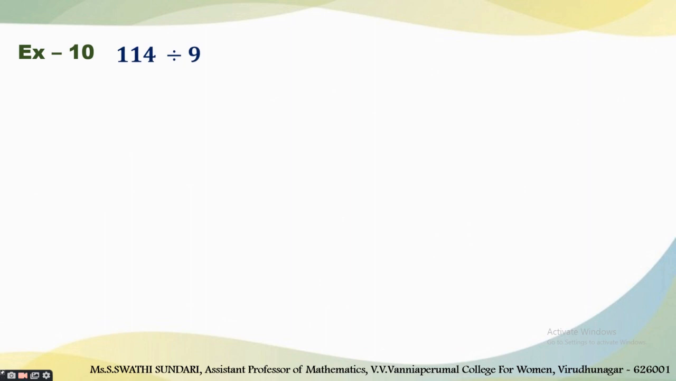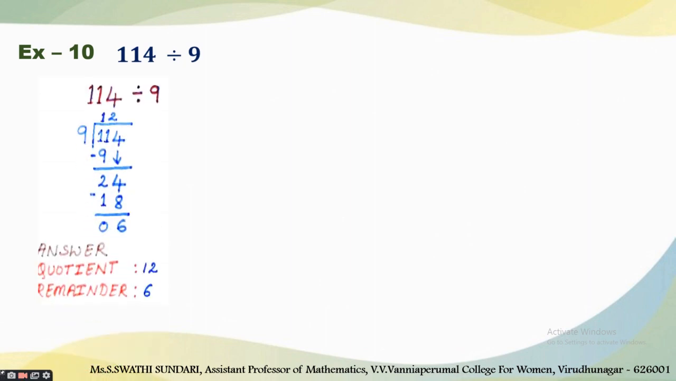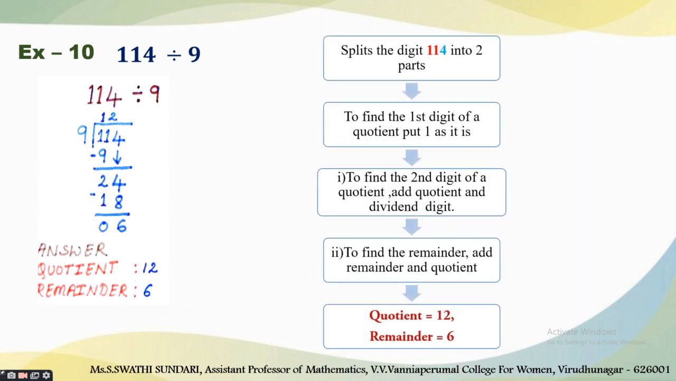Here, 144 divided by 9. In the normal long division method, we have to divide the number 144 by 9. By using more calculations, at last we get the quotient as 12 and the remainder as 6. But in Vedic mathematics, we can solve this instantly. First, we're going to split the digits of 144 as quotient and remainder. We get the quotient as 11 and the remainder as 4. Next, to find the first digit of the quotient, put 1 as it is. So we get the quotient as 1.